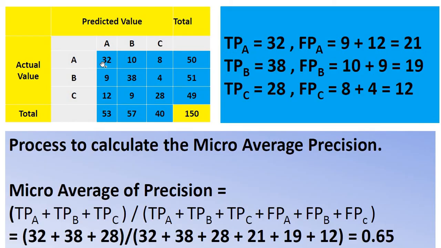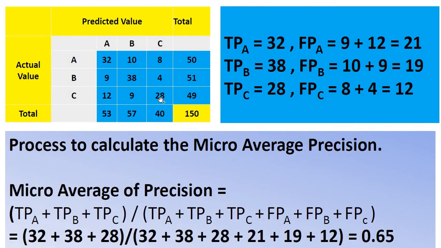So true positive for class A is 32, and the false positive of class A will be 9 plus 12, which is 21. Similarly, for class B, the true positive will be 38, and the false positive will be 10 plus 9, which is 19. And for class C, the true positive is 28, whereas the false positive will be 8 plus 4, which is 12.